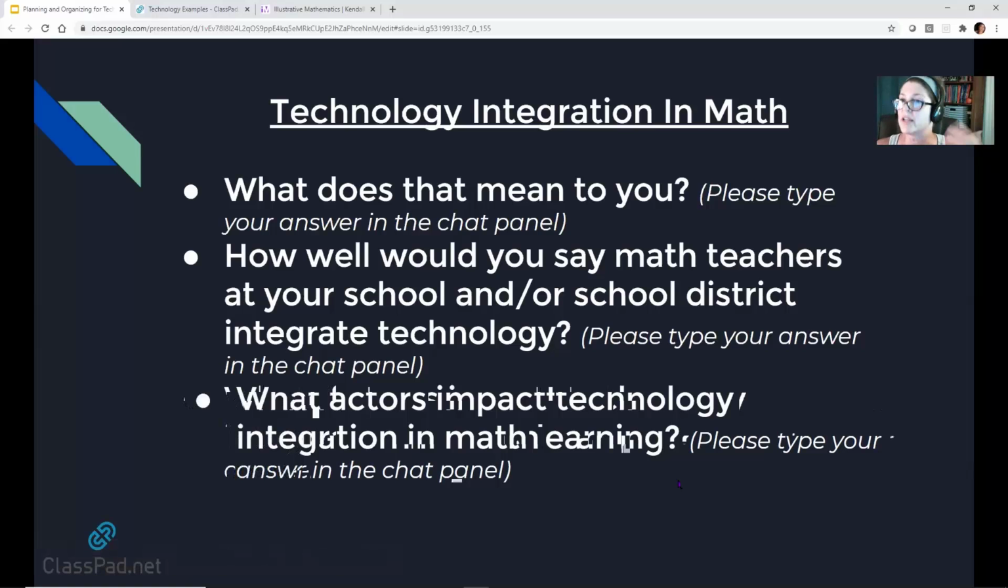So your answers, they just use it online or they use it for assessment and they use calculators. What other factors do you think might impact technology integration in math? Like what's preventing a teacher from using it or using it effectively in a classroom? What are some factors that you think might be interfering with them?